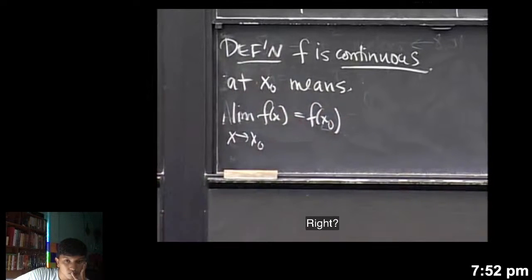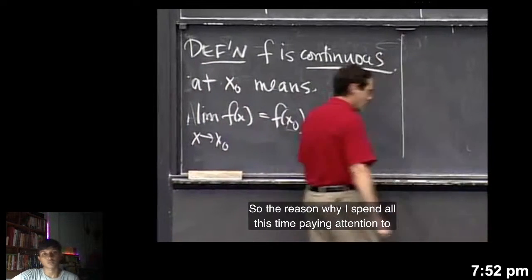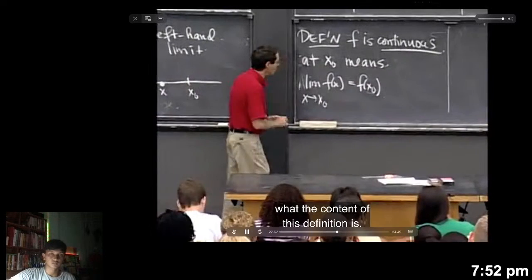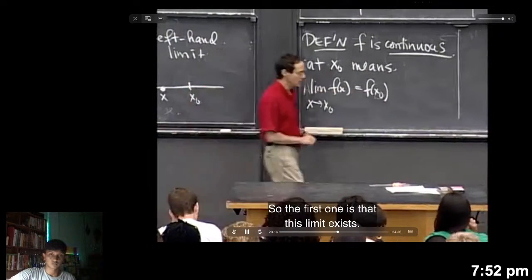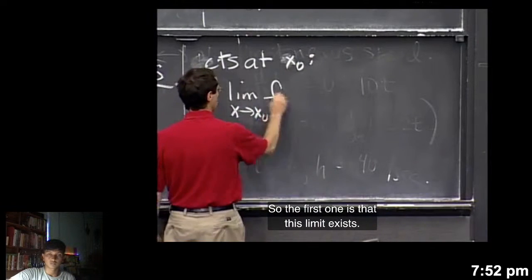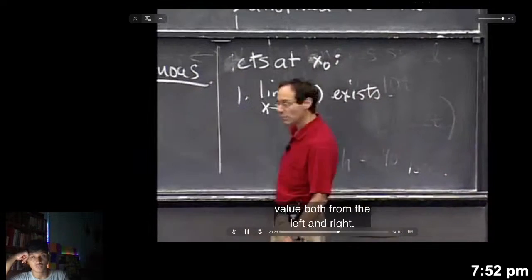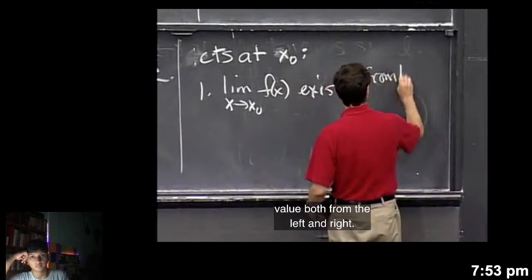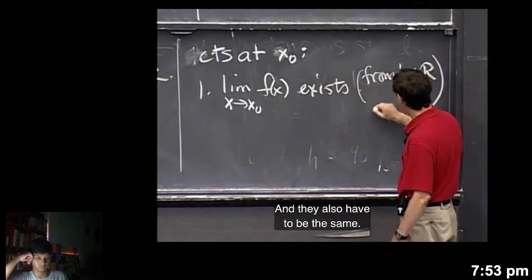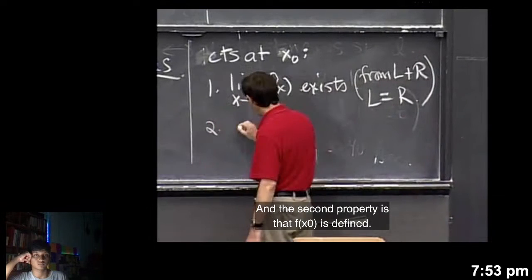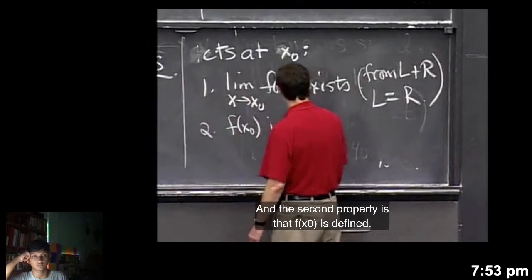So the reason why I spent all this time paying attention to the left and the right and so forth is that I want you to pay attention for one moment to the content of this definition. First, this limit exists. And what that means is that there's an honest limiting value both from the left and right. And they also have to be the same. That's what's going on here. And the second property is that f of x0 is defined. So I can't be in one of these situations where I haven't even specified what f of x0 is, and they're equal.